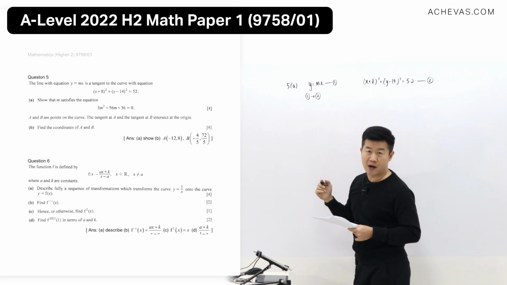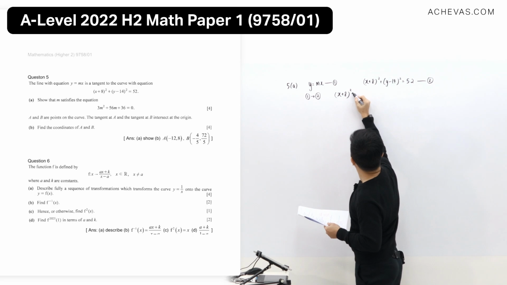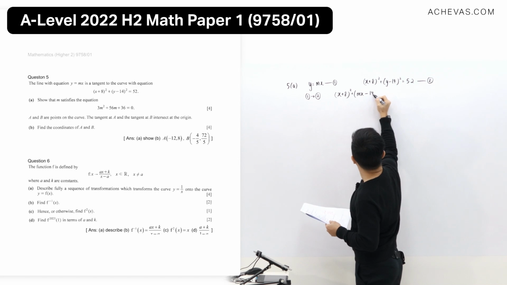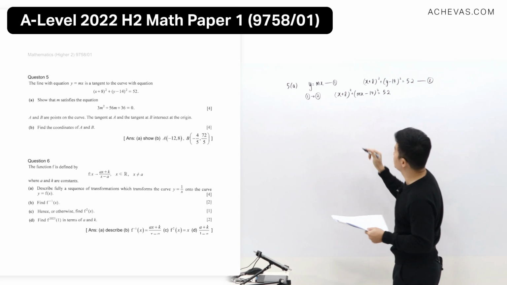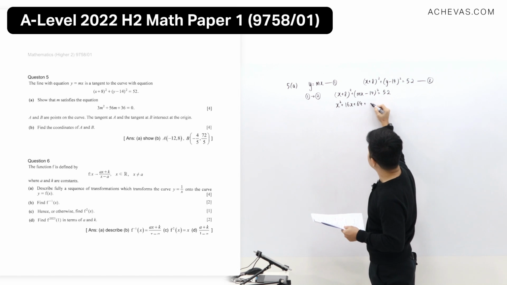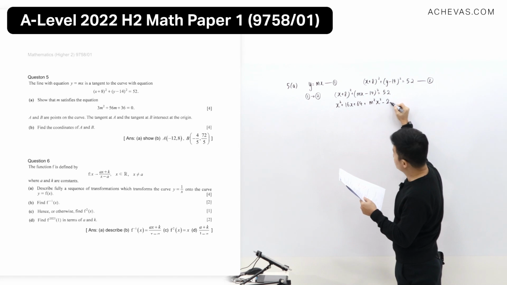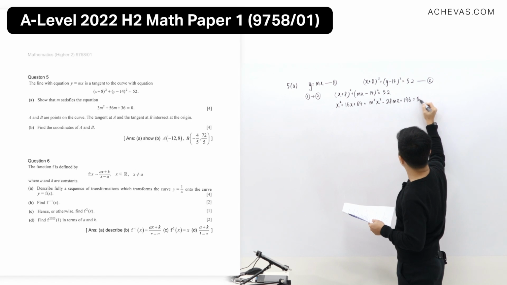So replacing all the y by mx, we will have (x + 8)² + (mx − 14)² = 52. Let me expand this. So we will have x² + 16x + 64, and this is going to be m²x² − 28mx + 14², which is 196. This is equal to 52.